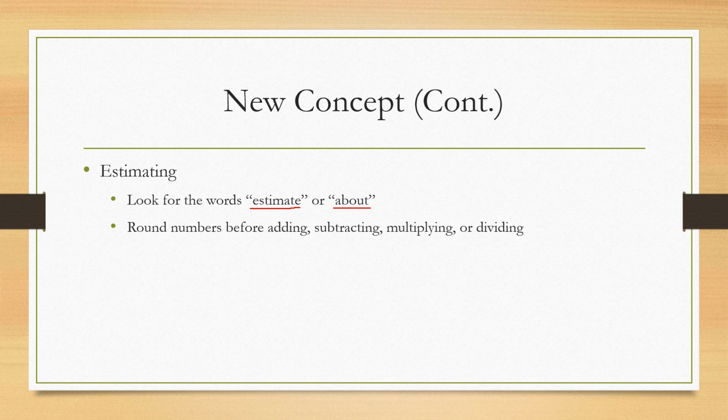And when we do that, estimating is simply rounding the numbers in the problem before performing the operation, before you add or subtract or multiply or divide. So you just have to round the numbers before you do that.